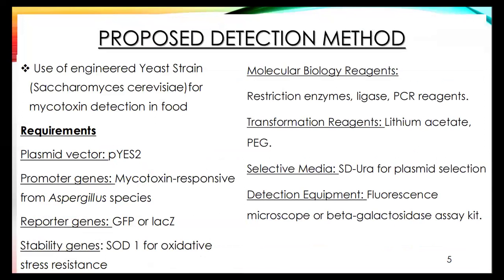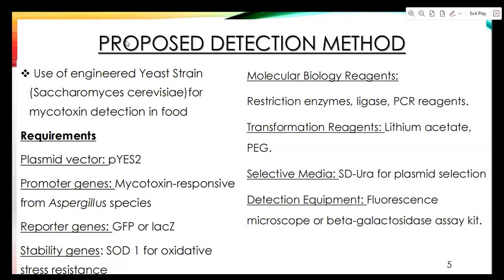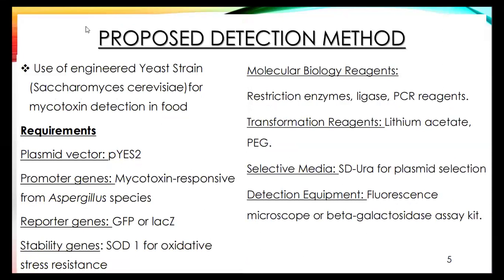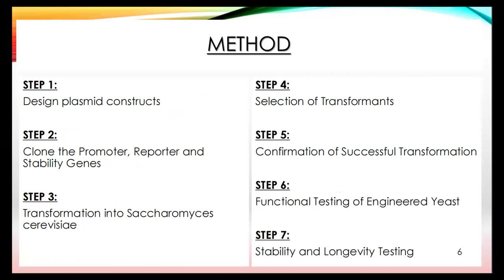For our proposed detection method, we plan on using an engineered yeast strain for mycotoxin detection in food. For our requirements, we will need a plasmid detector, promoter genes, reporter genes, and stability genes. Our molecular biology reagents will need restriction enzymes, ligase, and PCR reagents, which are easily accessible. For our transformation reagents, we need lithium acetate and PEG. For our selective media, we need SD-URA for plasmid selection, and for detection equipment, we need a fluorescence microscope or beta-galactosidase assay kits. I'm Maxwell, and I'm going to talk on the protocol.